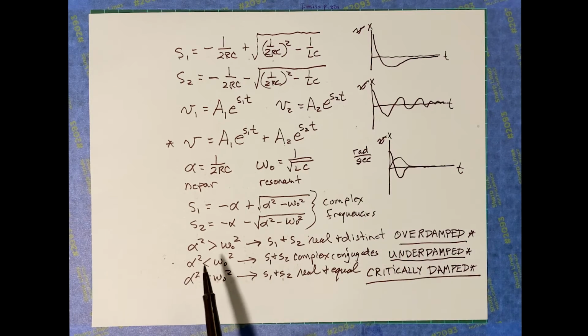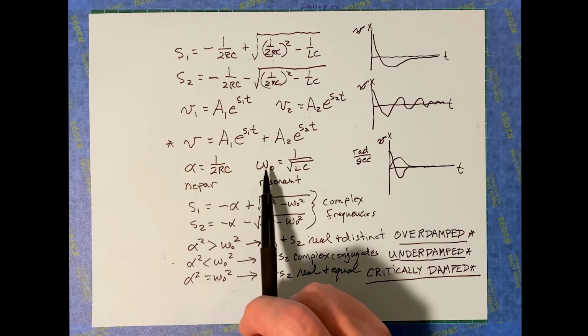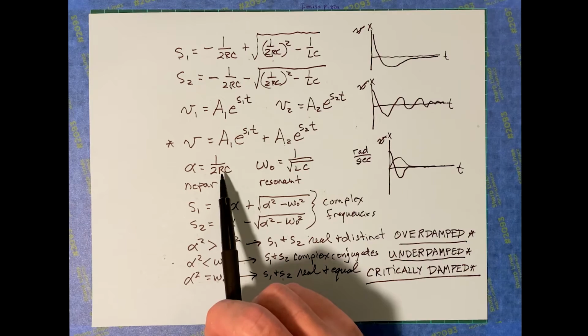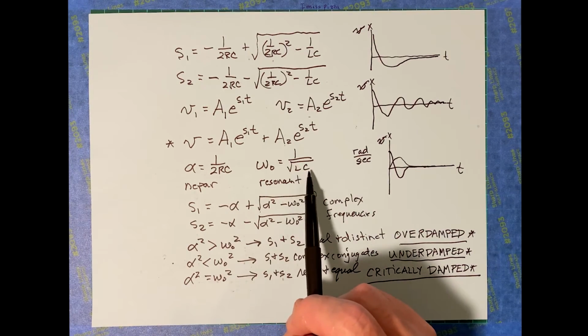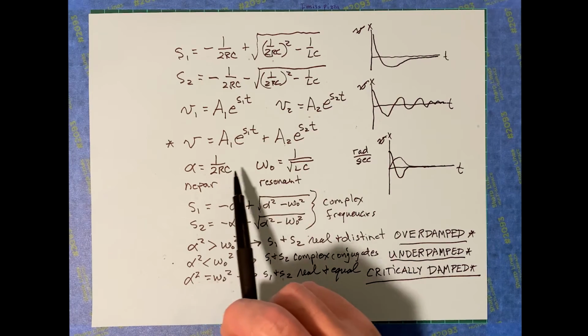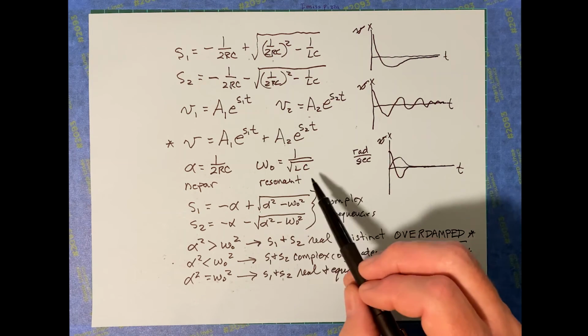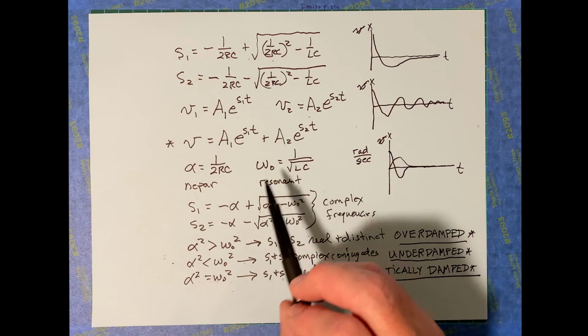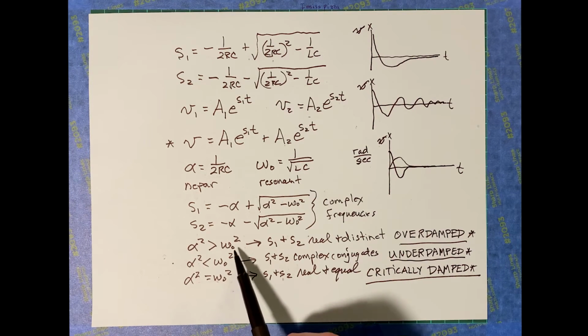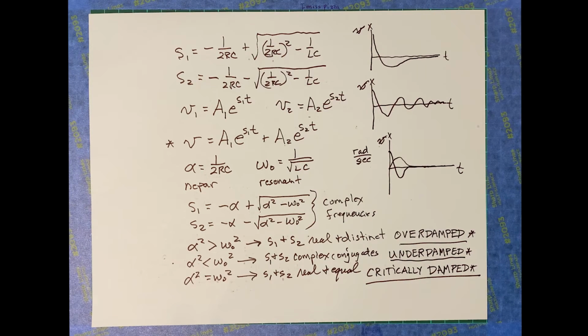Well, you perform a calculation and you do a comparison between your alpha and your omega squared. You can see that they're related to the circuit components, to the resistor, the capacitor, the inductor. So that is easy to calculate once you're given the problem. And then, based upon what those are, you know which one of these 3 cases you have.